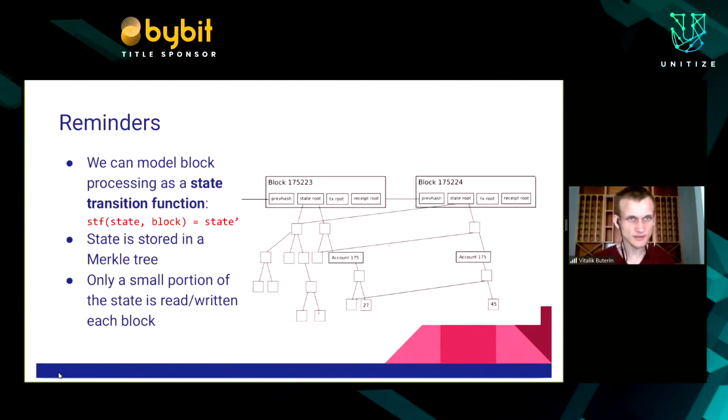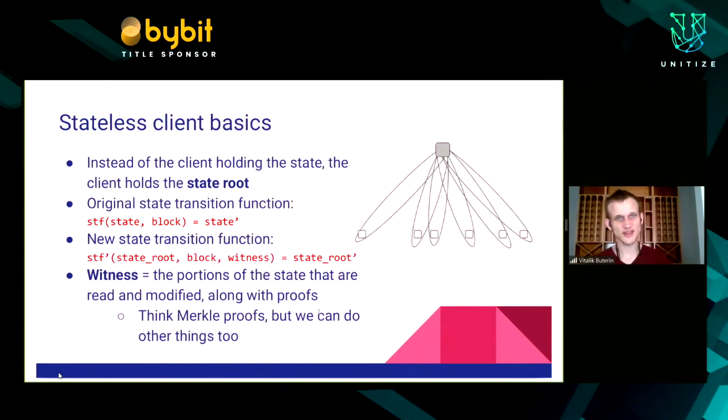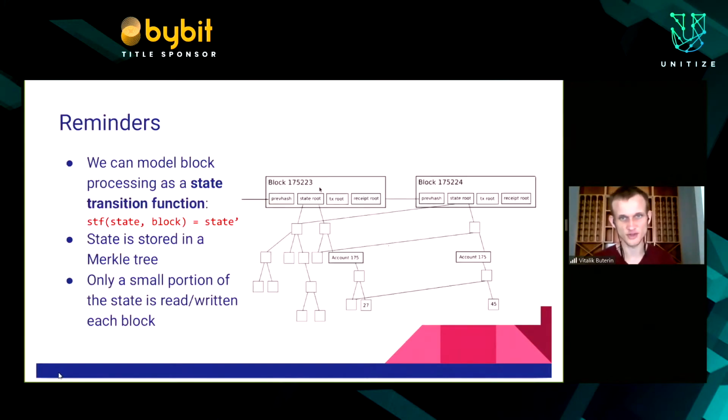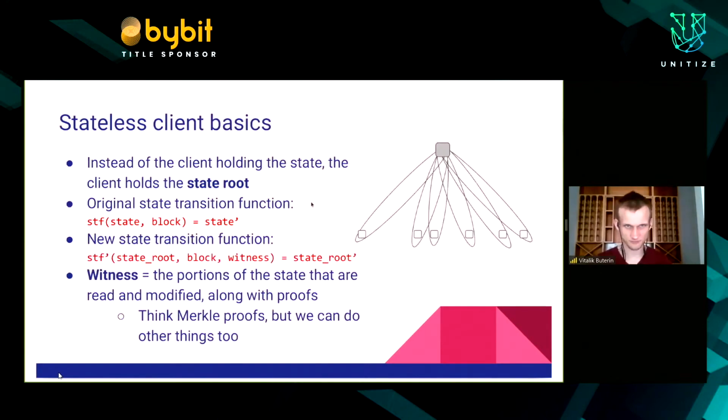So stateless clients, right? A stateless client is a different kind of full client. So this is a fully verifying client. So even if there's a 51% attack, there's no way that you can fool a stateless client into thinking an invalid chain or an unavailable chain actually is valid. But instead of the client holding this entire set of everybody's balances, code, and everything else, the client just holds the state root, right? The client just holds this 32-byte hash that represents the entire state.